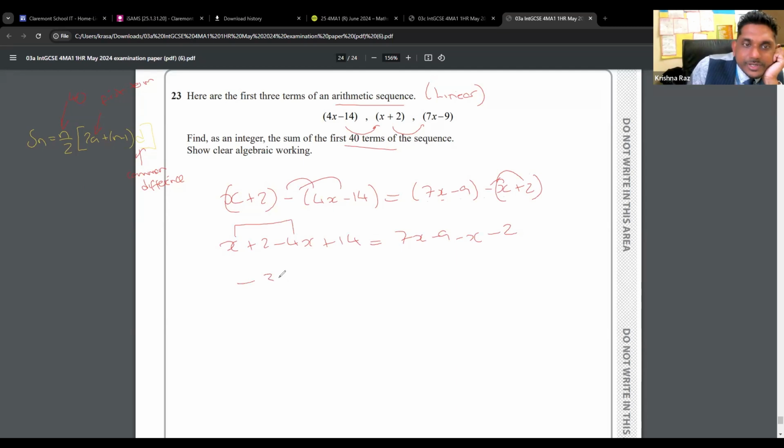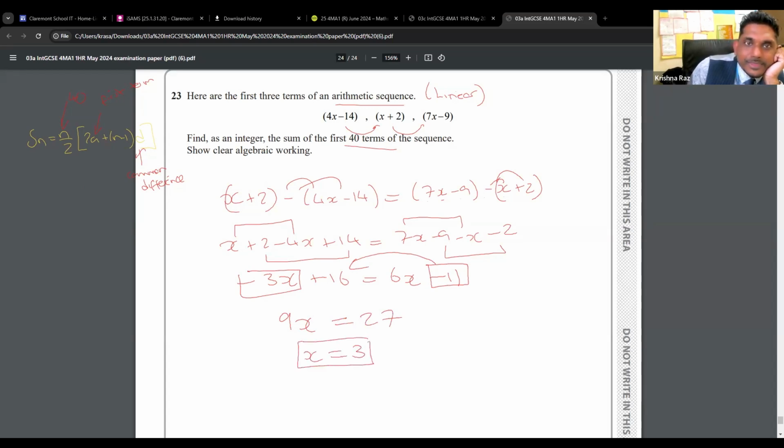That gives me minus 3x, that gives me 16, that gives me 6x, and that gives me minus 11. If I move this to the other side, I get 9x, and if I move this to that side, I get 27. So conveniently now, x is 3.